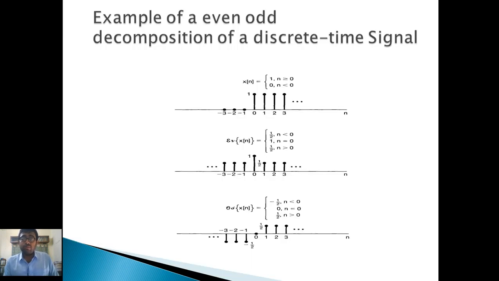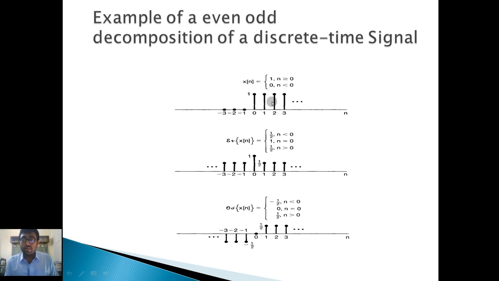If you take a close look at this slide, we have a signal, a function x[n]. It's a discrete-time signal where x[n] is equal to 1 when n is greater than or equal to 0. When the integer value is greater than or equal to 0, the signal value will be 1 in each case. And if n is less than 0, the signal value will be 0. So this is the basic signal that we are going to decompose.